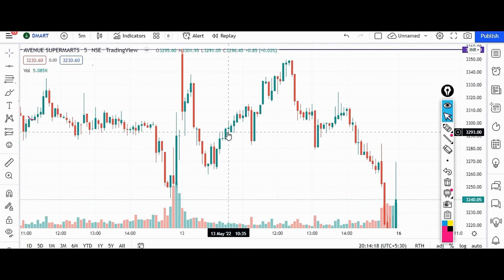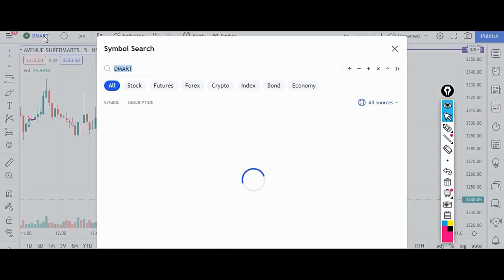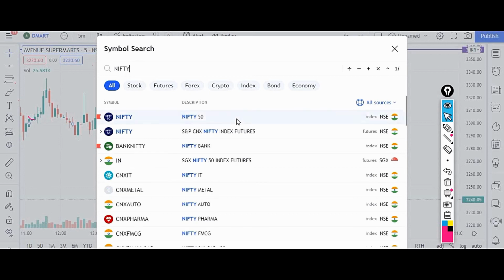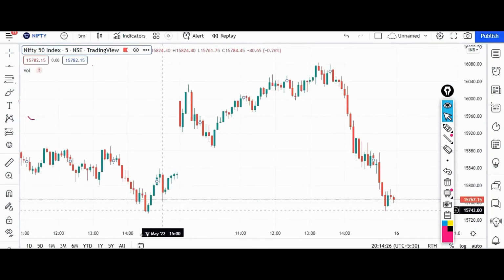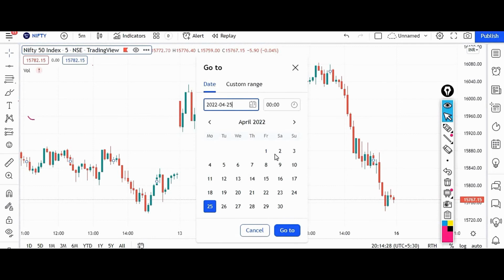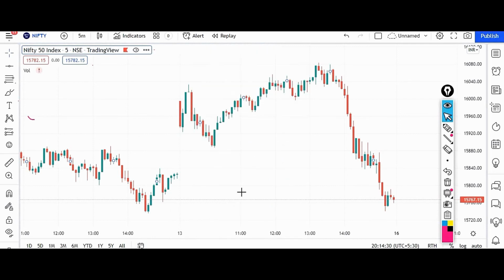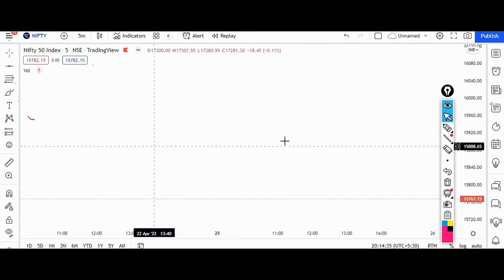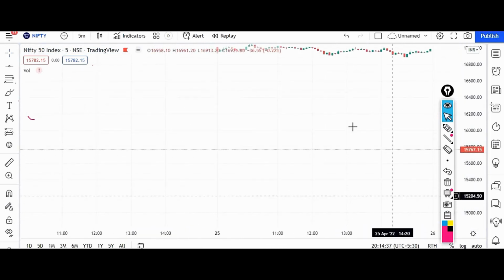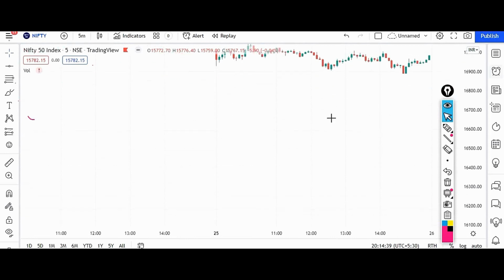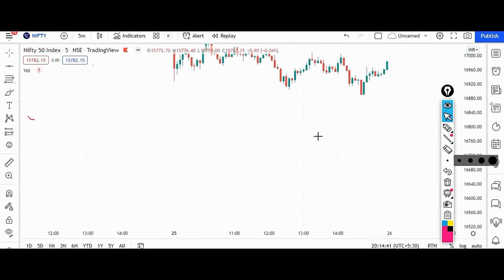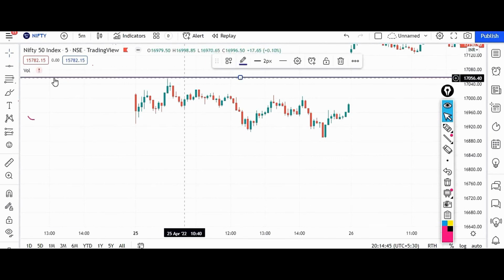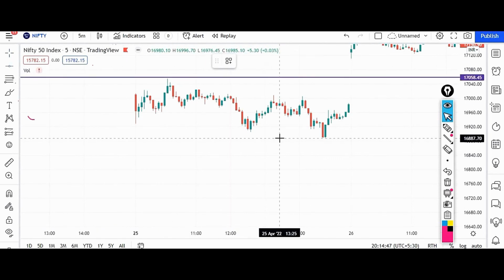Now let's move to Nifty. I showed you on the stocks. I will show you how it works with Nifty. Okay, let's begin with April 25th for Nifty also. Prices to trade on the next day. We mark high and we mark low.